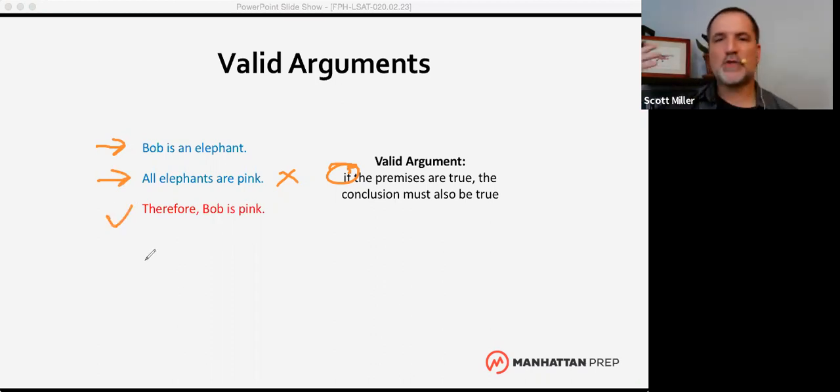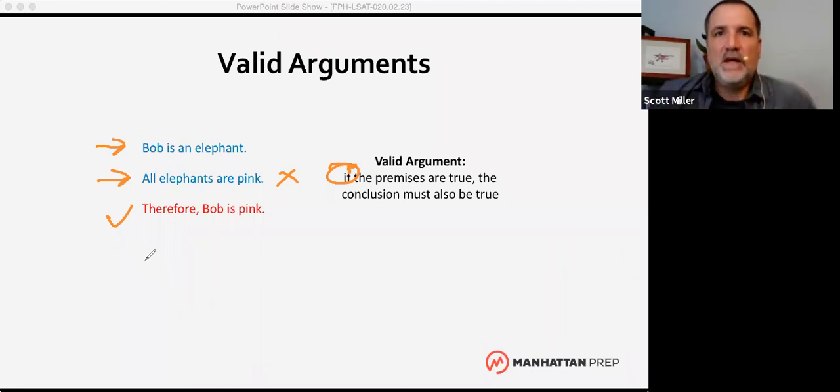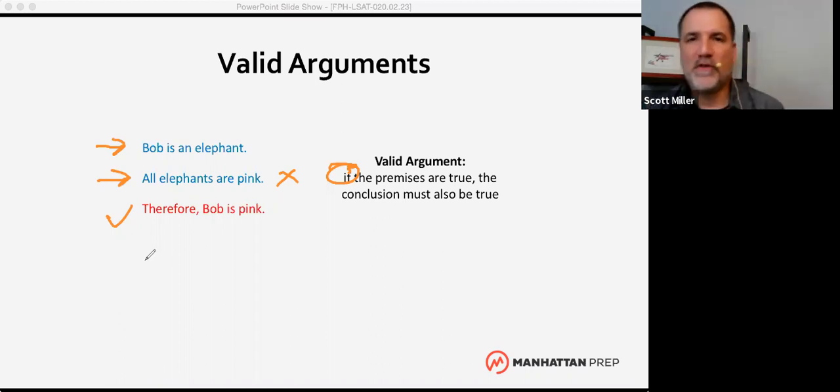Right? So this is just what I mean when I say we're not worried about real world truth on the LSAT. We don't have to know whether the premises are true. We don't have to know whether these things are factually true in order to determine whether an argument is valid. Get my words backwards tonight. We don't need to know if the premises are factually true in order to know if an argument is valid. It's just looking at the words that they give you and seeing whether they connect together correctly.